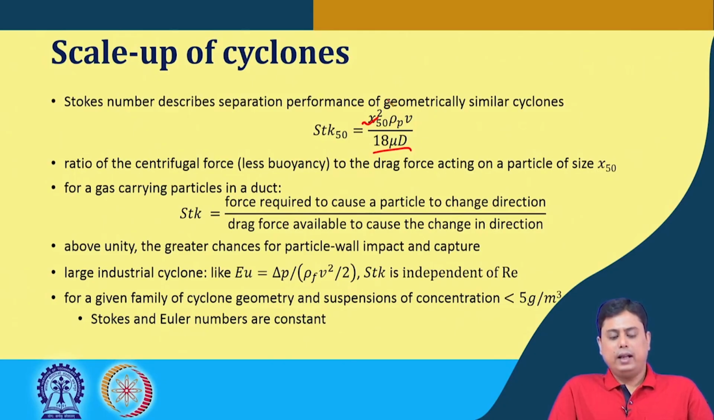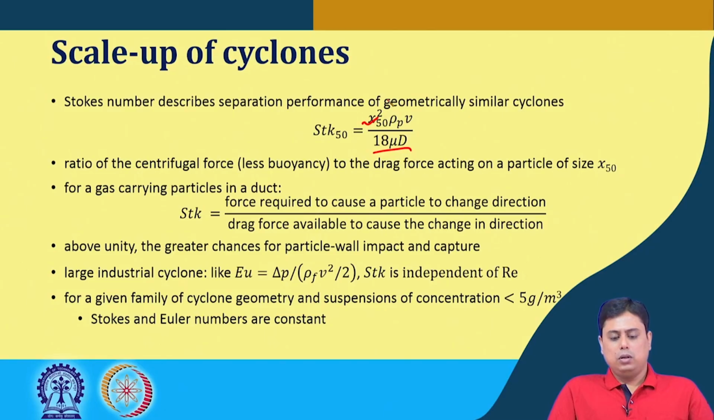So that is why this Stokes number is important in describing the characteristics of a certain cyclone separator. Now, like the Euler number, this Stokes number is also independent of the Reynolds number. And for a given family of cyclone geometry, and suspension concentrations less than 5 grams per meter cube, the Stokes number and Euler number are constant values.